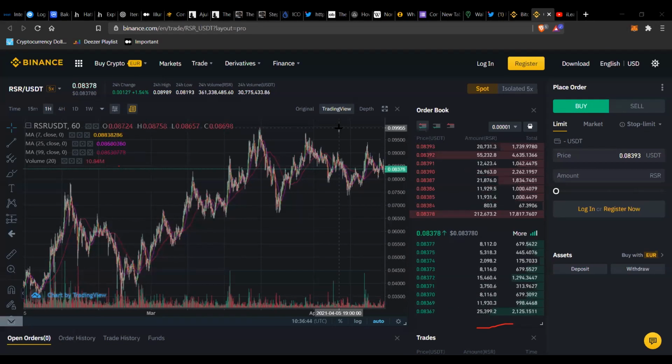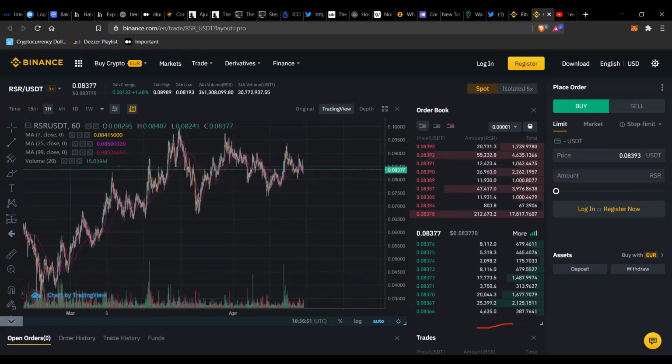Moving on from here. So that is that. This is RSR, do what you want with that information. This is not an investment advice. Do your own research.